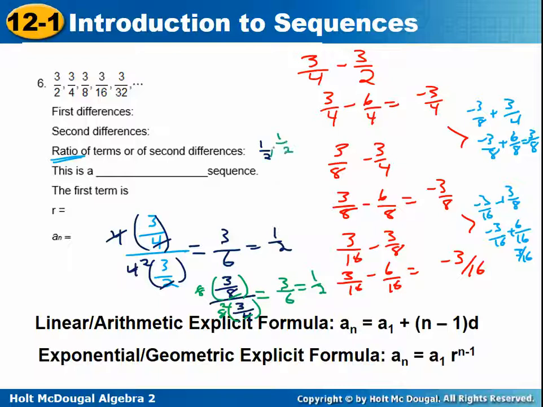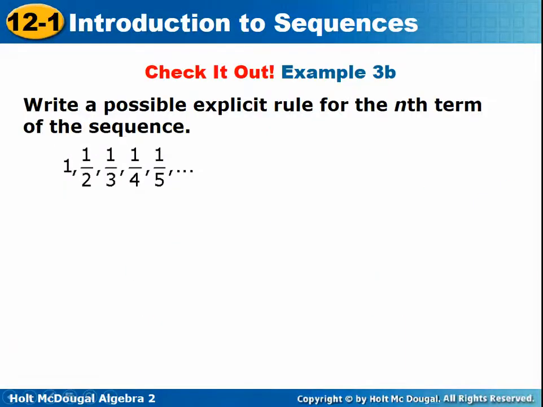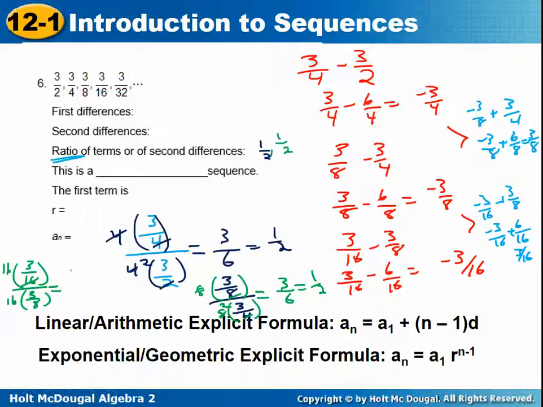So it's looking like the ratios of the terms are going to be constant. Let's do one more. 3/16 over 3/8. Multiply top and bottom by the common denominator of 16. And I get 3 over 6 again, which is also 1/2.